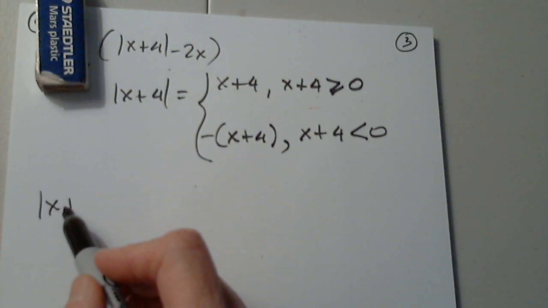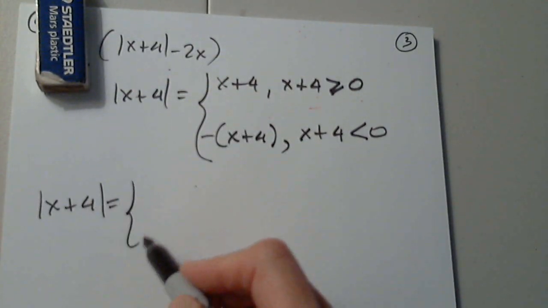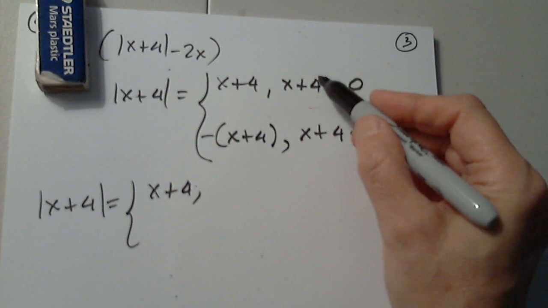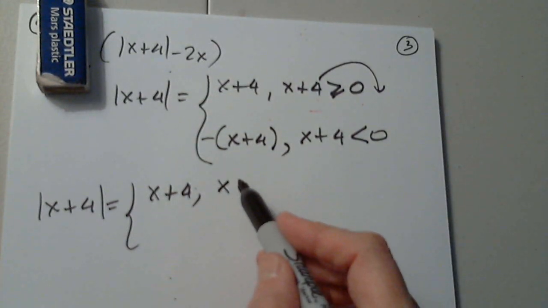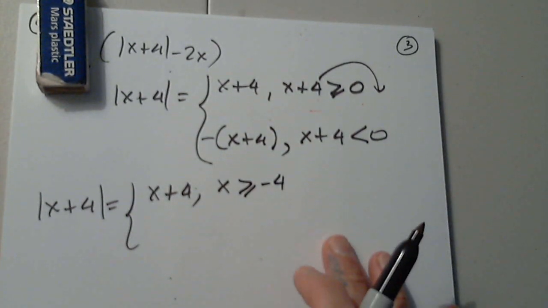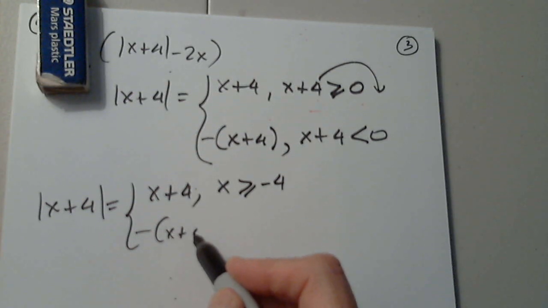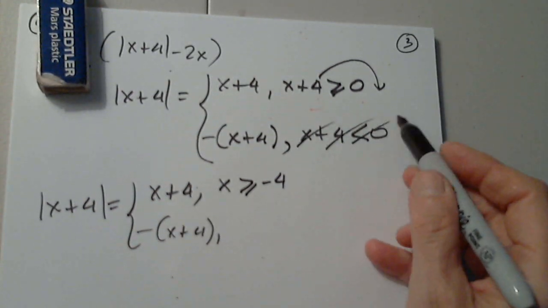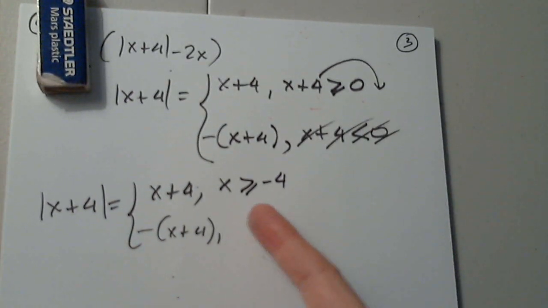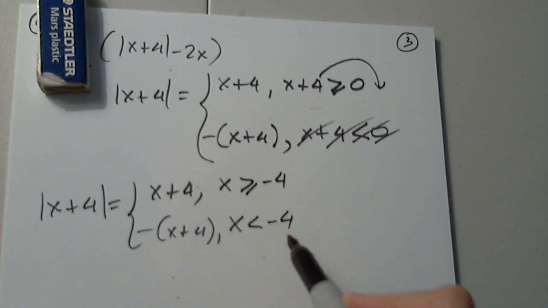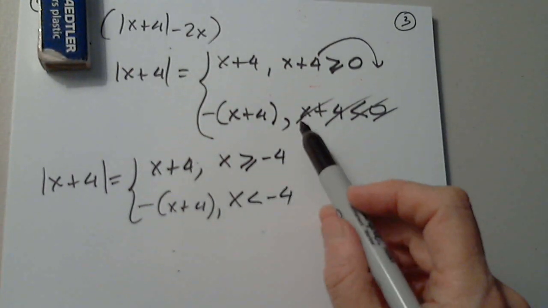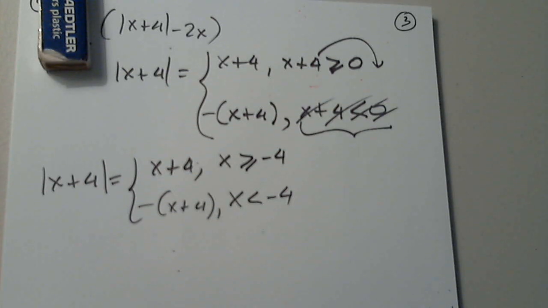So now I'll simplify it: x plus 4 is greater than or equal to 0, move 4 to the other side, x is greater than or equal to negative 4, or negative x plus 4. I will refuse to solve this. If it's not here, it has to be the other way. Do not ever waste your time solving the second one. It will be a waste of time.